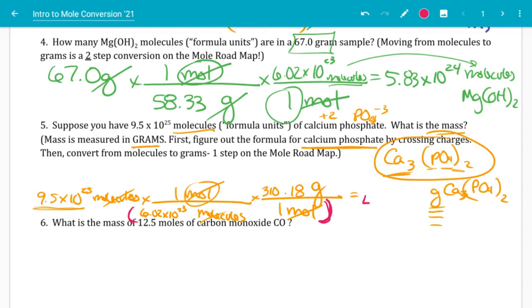I got 48,948.67 if we're rounding off to 2 decimals at the end. Can you read my handwriting, folks? There we go. That's the end of that one.